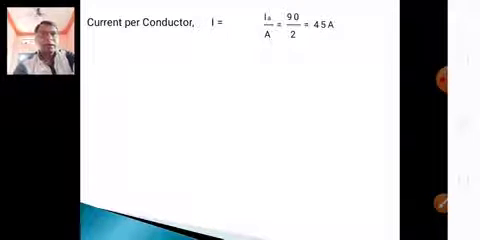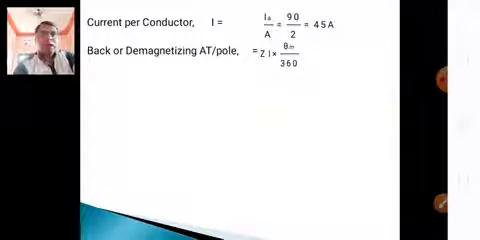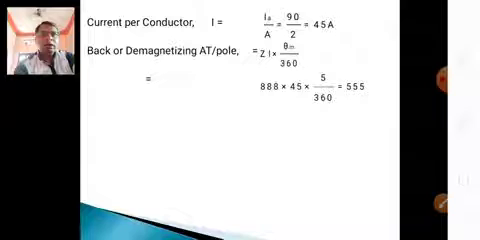So the current per conductor is I equal to IA by A. In wave winding, I equal to IA by 2, that is 90 by 2, 45 amps. So back or demagnetizing ampere turns per pole is Z into I into theta m by 360. So Z equal to 888 into 45, theta is 5 by 360. So total is 355 ampere turns.